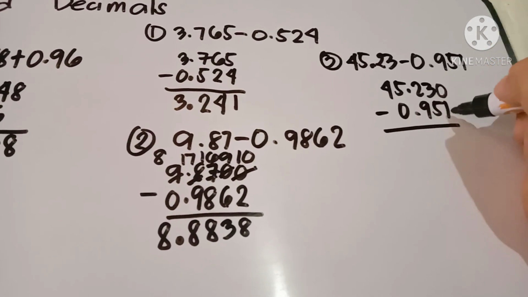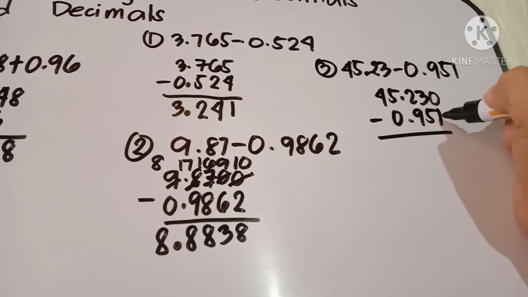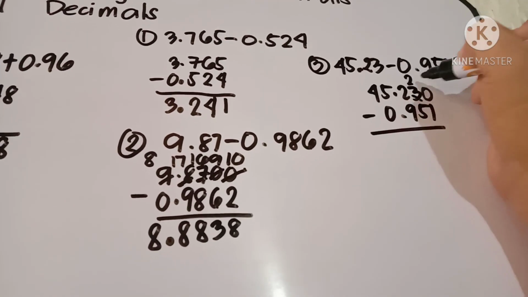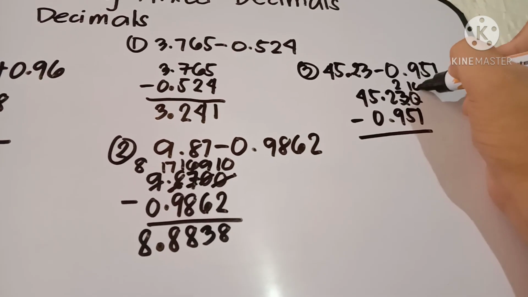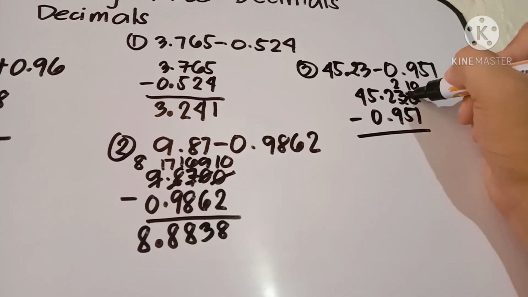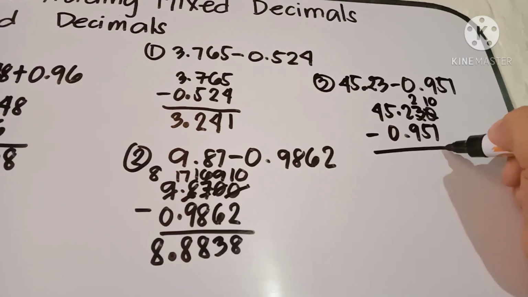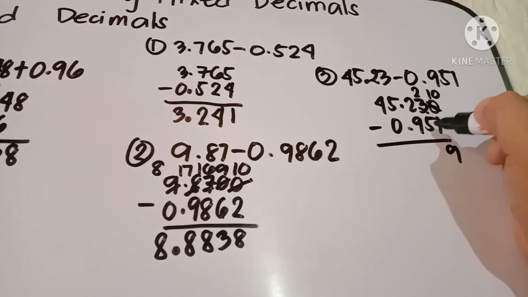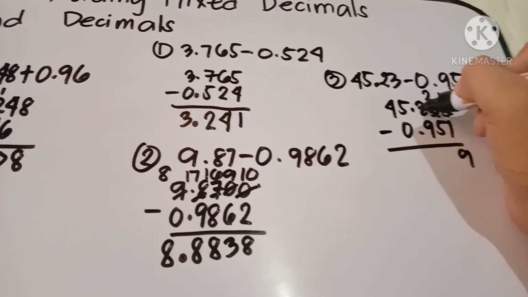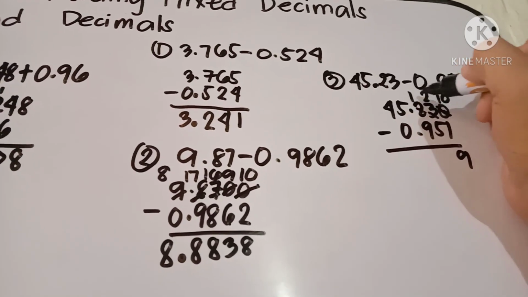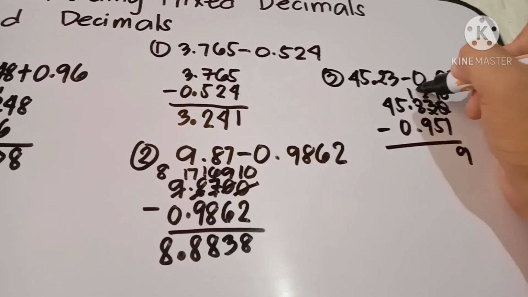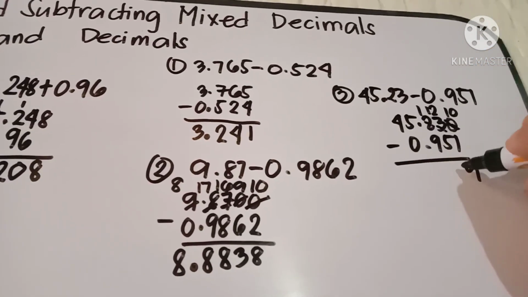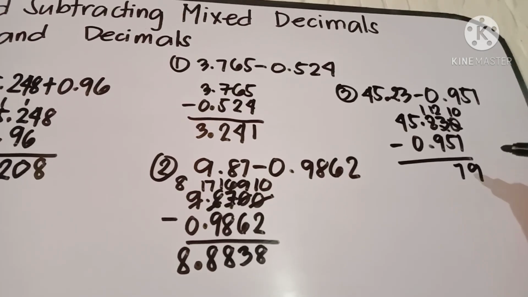Next, subtract. So since walang digit dito, lalagyan natin ito ng 0. Then 0 minus 1 cannot be. We cannot subtract 1 from 0. So we are going to regroup. So 3 will become 2 and 0 will become 10. Okay. So 10 minus 1, that is equal to 9. 2 minus 5 cannot be. We cannot subtract 5 from 2. So we are going to regroup. 2 will become 1. Then dagdag tayo ng 10 dito sa 2. That is 12. 10 plus 2 is equal to 12. 12 minus 5, that is equal to 7.